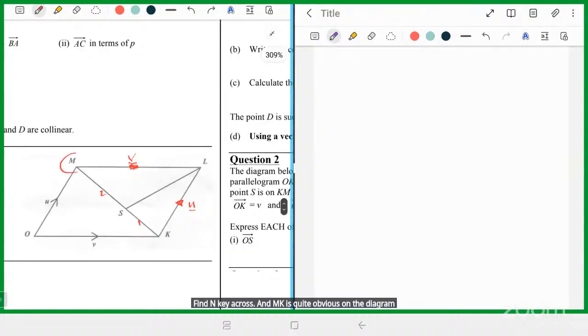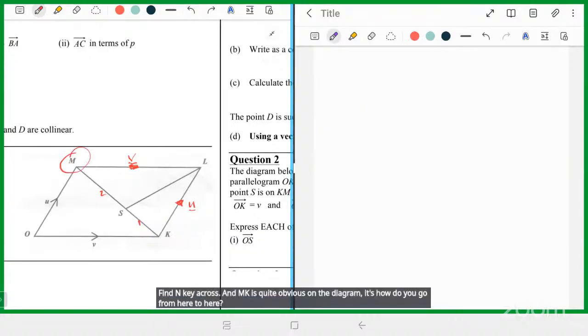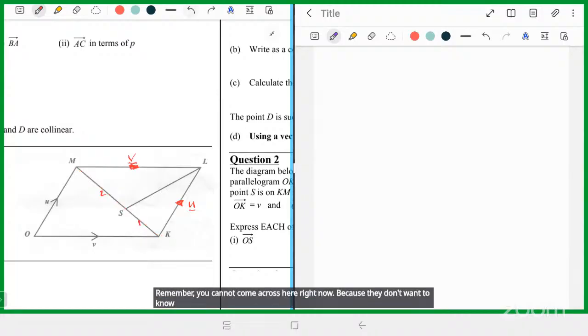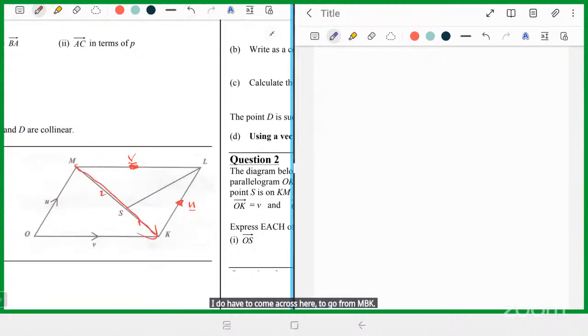It's how do you go from here to here. Remember, you cannot come across here right now because you don't know that pathway. The pathways, you know this one, you know this one, you know this one, you know this one. And you don't have to come across here to go from M to K. You can go out here first to L and then go from L to K this way.